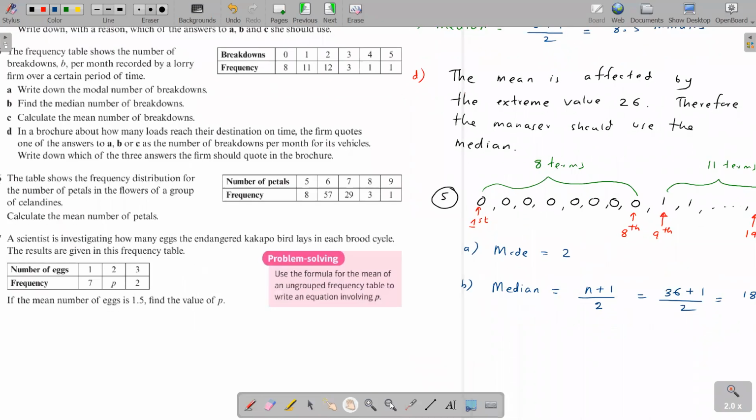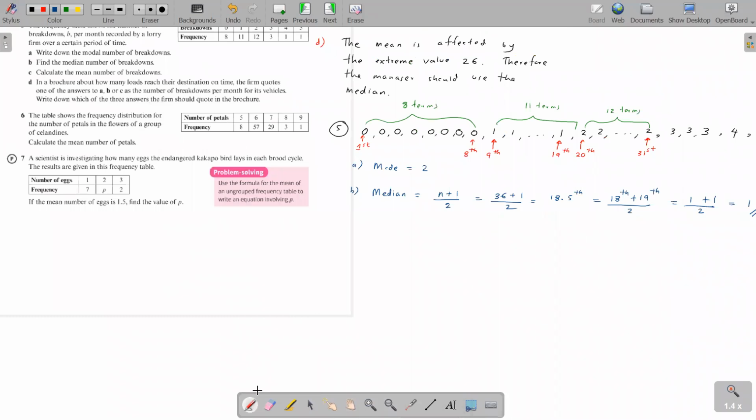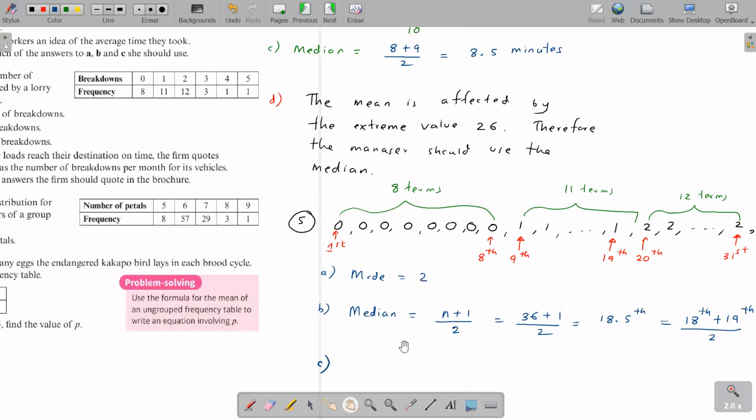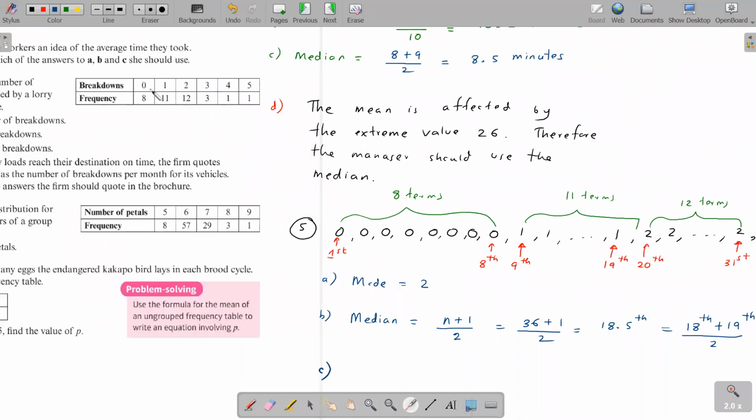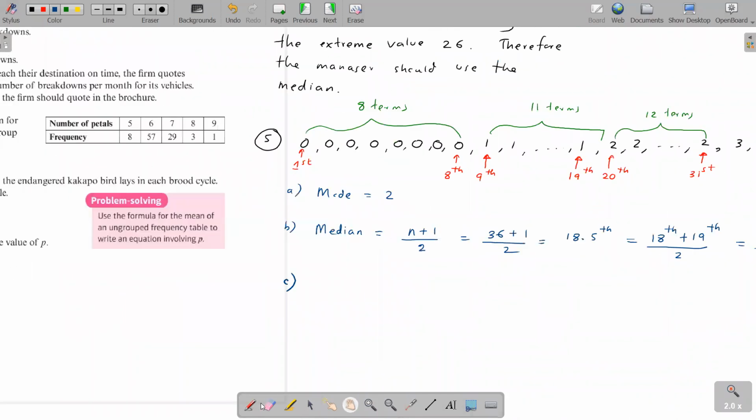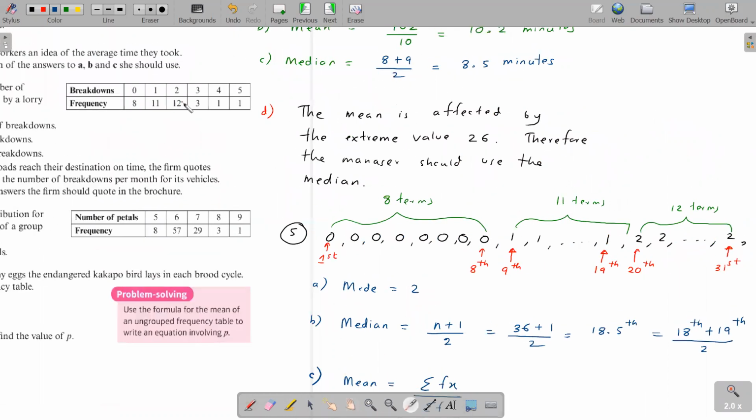Part C, calculate the mean number of breakdowns. So what do you do here in the case of a frequency table? When there's a frequency table, we have to go with sigma fx over sigma f. So mean is sigma fx over sigma f. Sigma fx means you multiply the x value with its respective frequency, right?